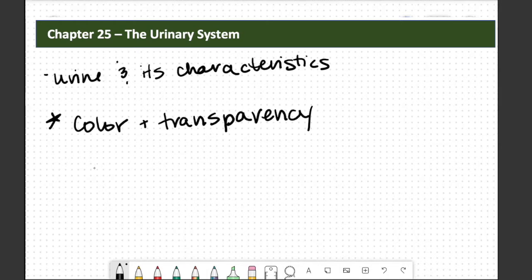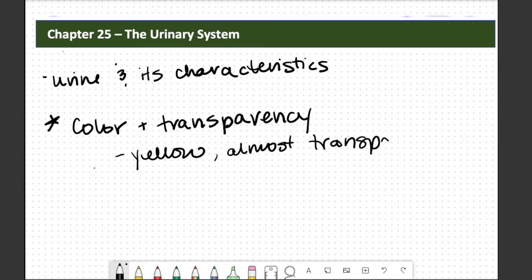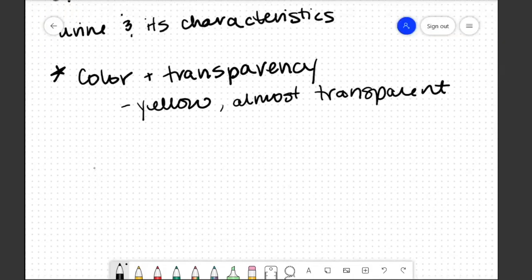The color that your urine should be is more of a yellow color. Probably all know that. It should be yellow and almost transparent. It should not be thick and cloudy. This signifies whether or not there has been enough water in your system. So the darker and the more cloudy it is, the more it signifies the need for you to take in water, whereas the more yellow and almost transparent it is, the more hydrated you are.